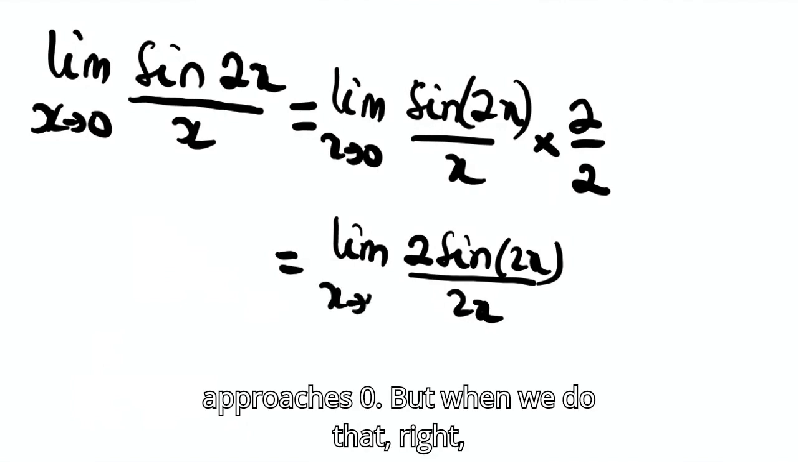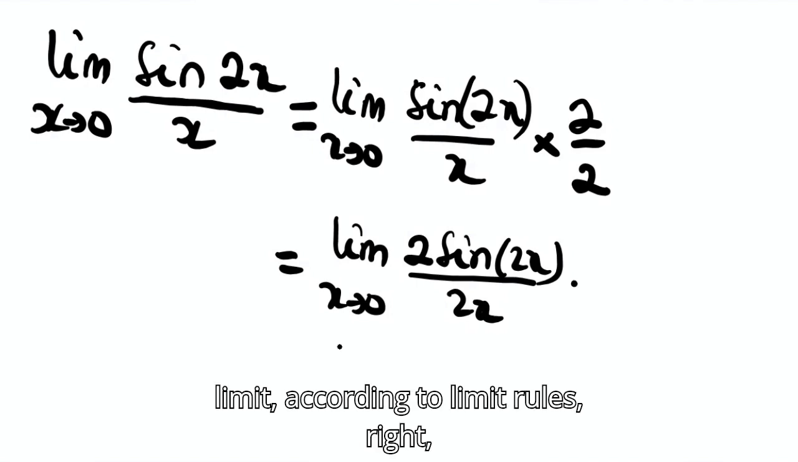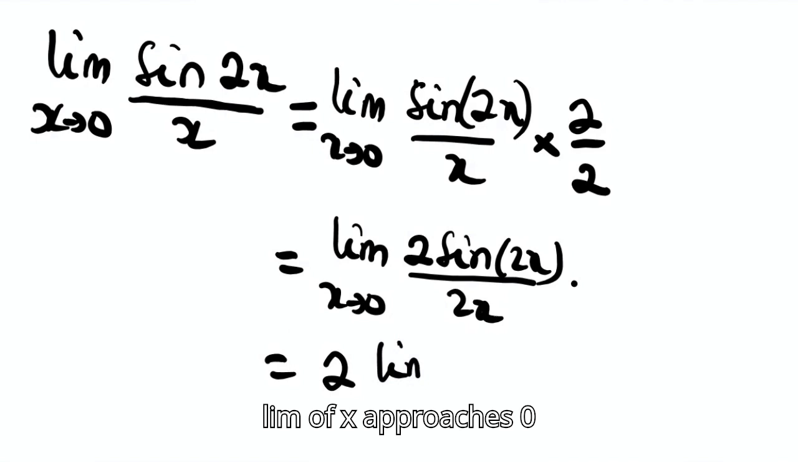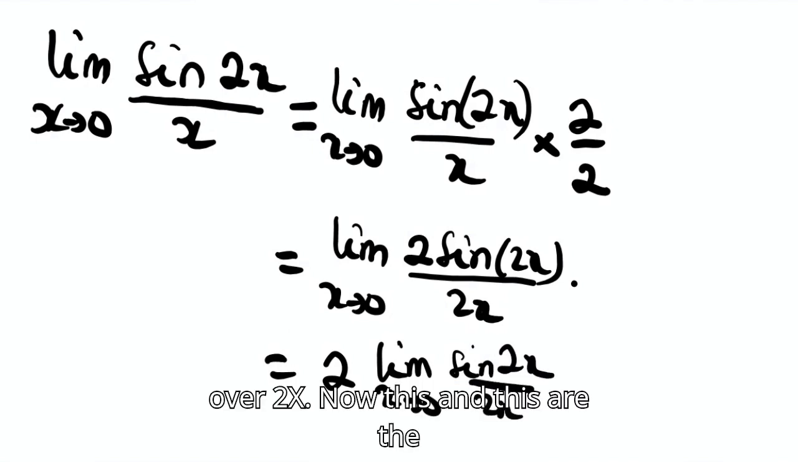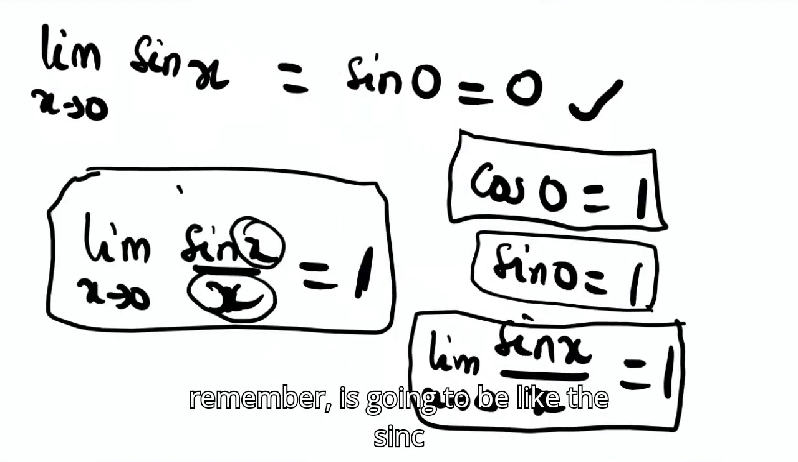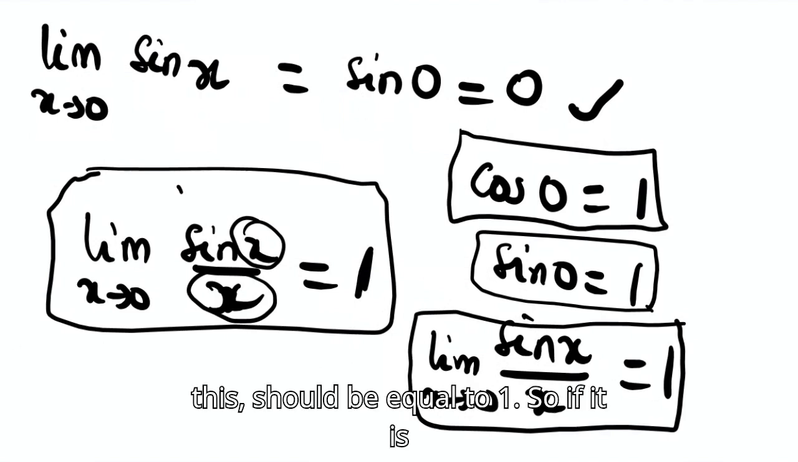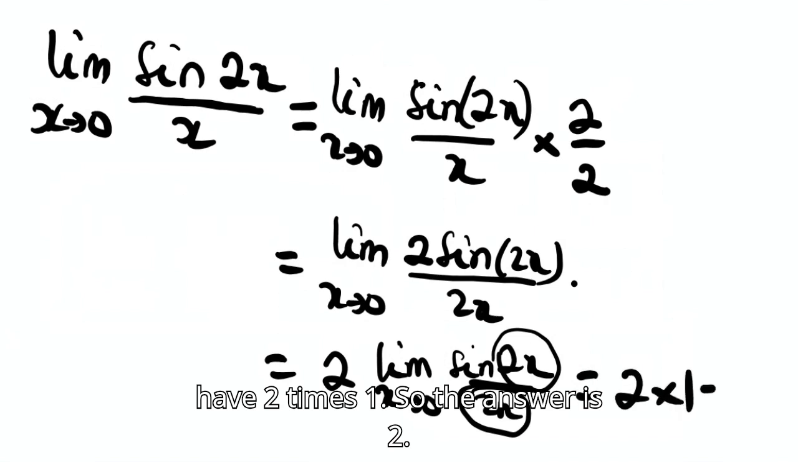Remember, x approaches 0. But when we do that, this is a constant. According to limit rules, the constant can go out, so we have 2 times the limit as x approaches 0 of sine 2x over 2x. Now, this and this are the same, so what we are going to have is like the sinc function, which should be equal to 1. So we just have 2 times 1. So the answer is 2.